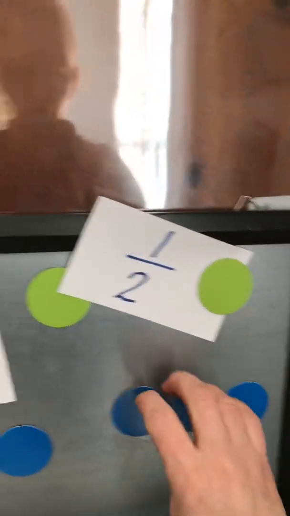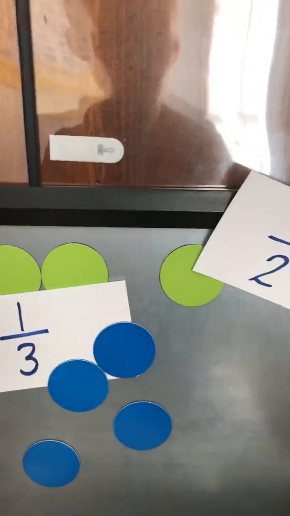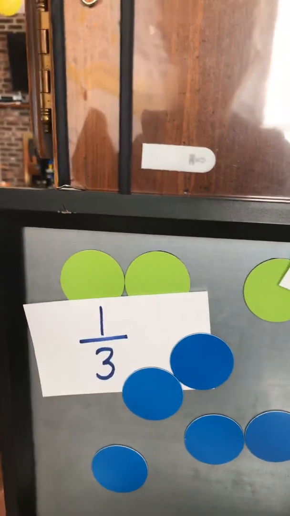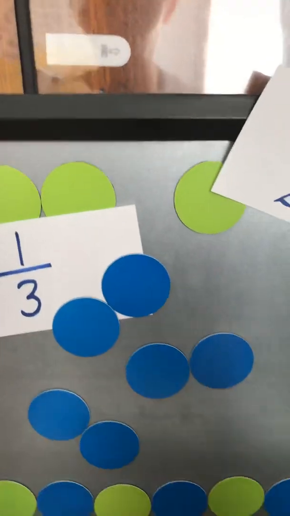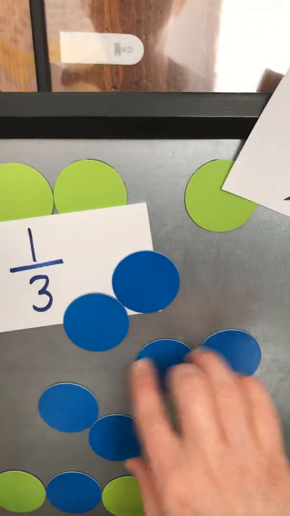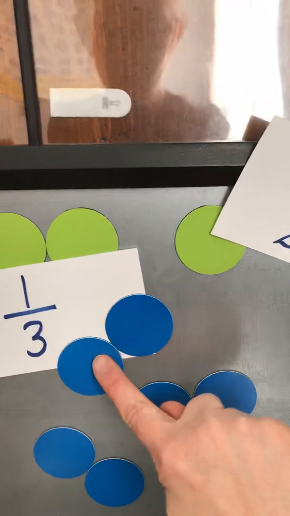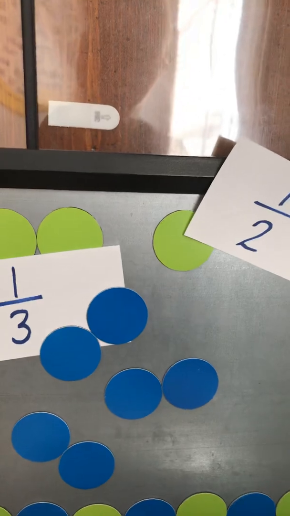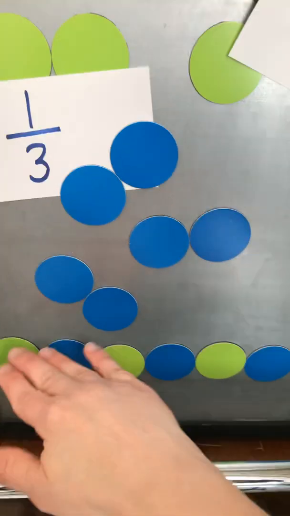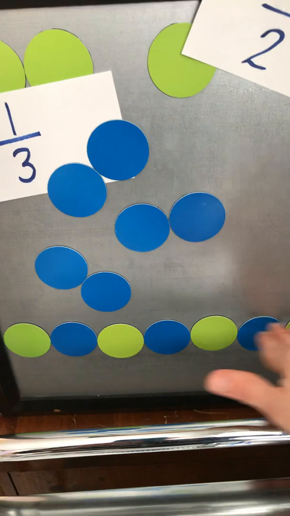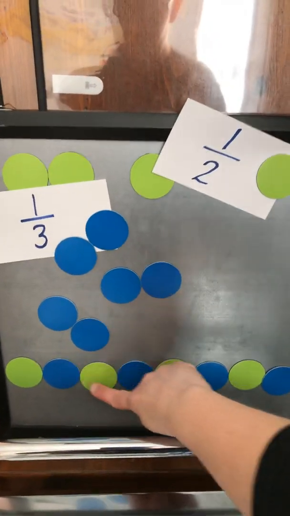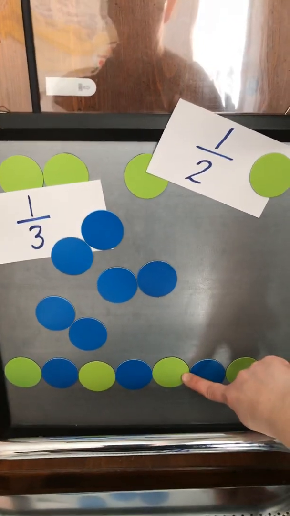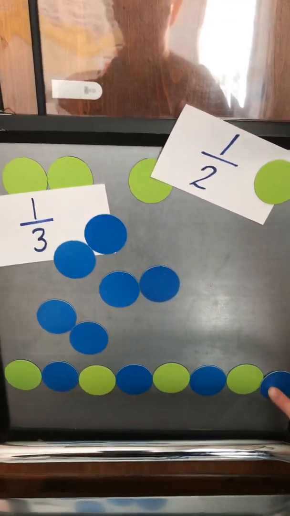Oh, I still have some left over. So I can give 1 more here, and I can give 1 more here, and I can give 1 more here. Now I have 1, 2, 3 equal groups. This would be 1 of my 3 groups. That would be 1/3. Okay, look down here at my row that has a pattern, green, blue, green, blue, green, blue. Let's count how many circles are in my pattern. 1, 2, 3, 4, 5, 6, 7, 8.